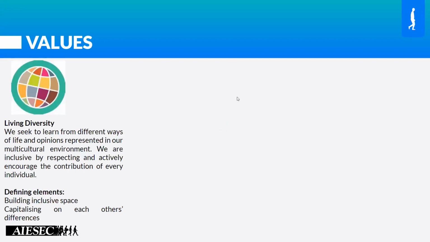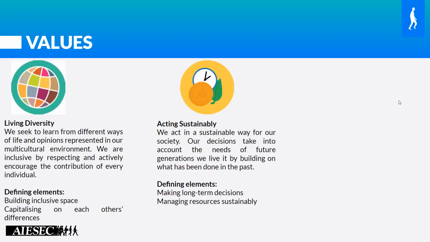Moving on, the other value that we have is living diversity. Living diversity is mainly capitalizing on each other's differences and knowing that we are not all the same, but we have unique talents and abilities that can contribute to something within ourselves and within the world. Another one is acting sustainably, making sure that the resources placed into our hands are sustainable and can live to see the future. Most importantly, it means making long-term decisions, not just for ourselves, but for the people that will come after us, and managing all the resources that we have sustainably.